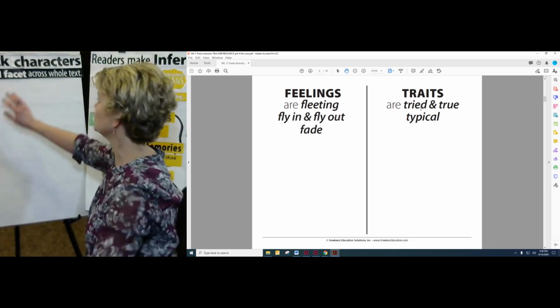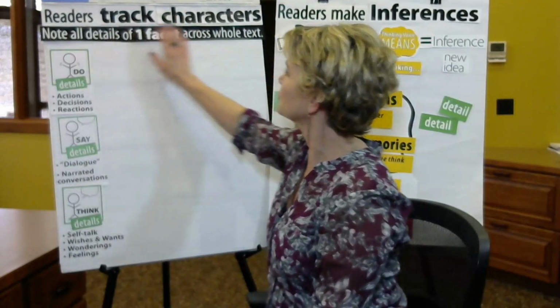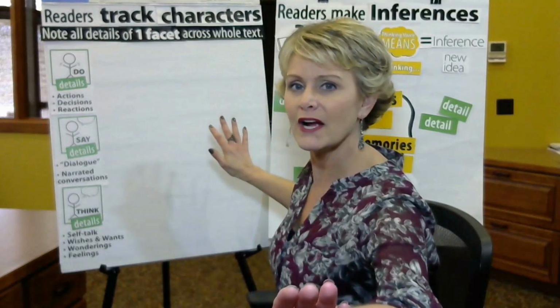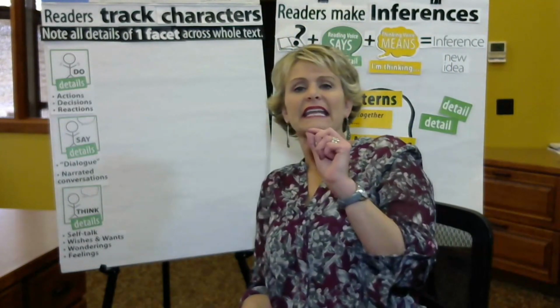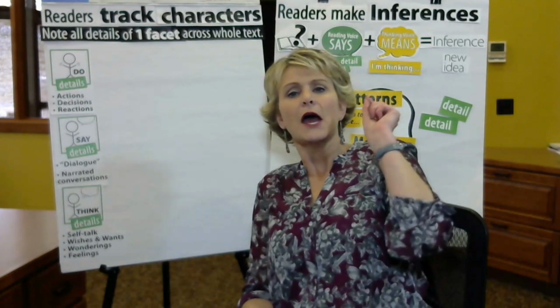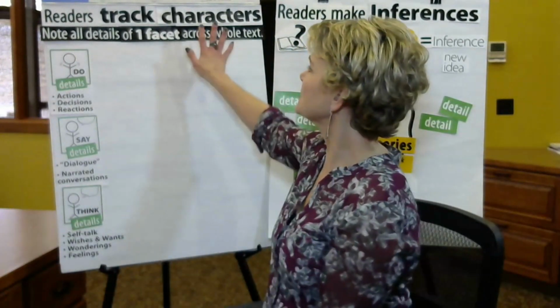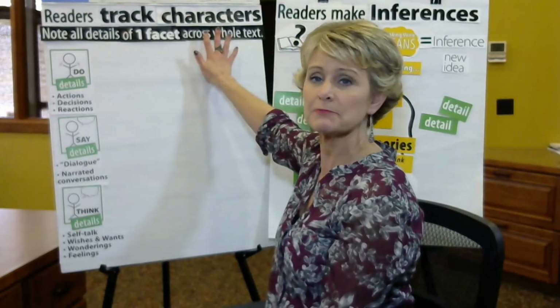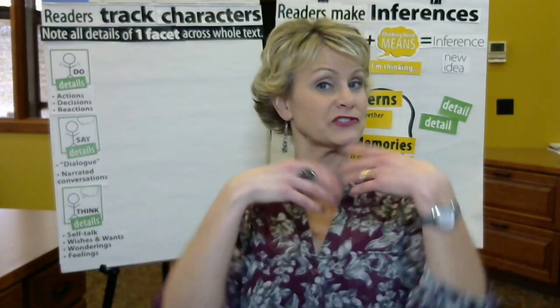Remember what we're learning to do. We've been collecting details, tracking a single character across the whole text. But once you do that, then you can step back and say his character trait and his personality across the whole text is tried and true. He had this personality trait in the beginning. He had this personality trait in the middle. He had the personality trait at the end. It's tried and true. It doesn't change. His personality trait is blank.